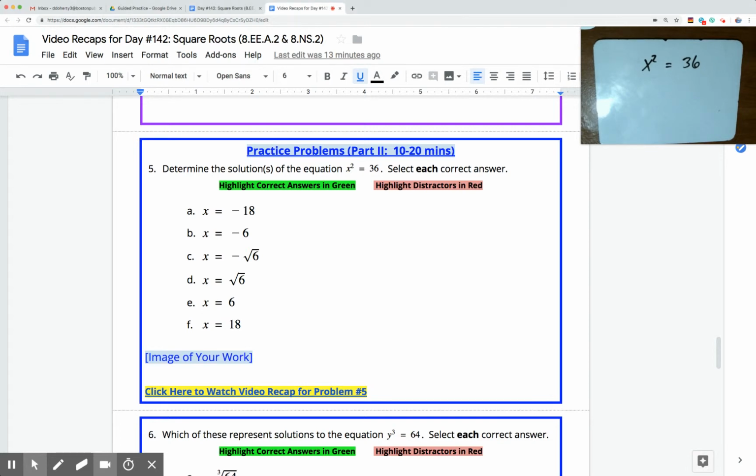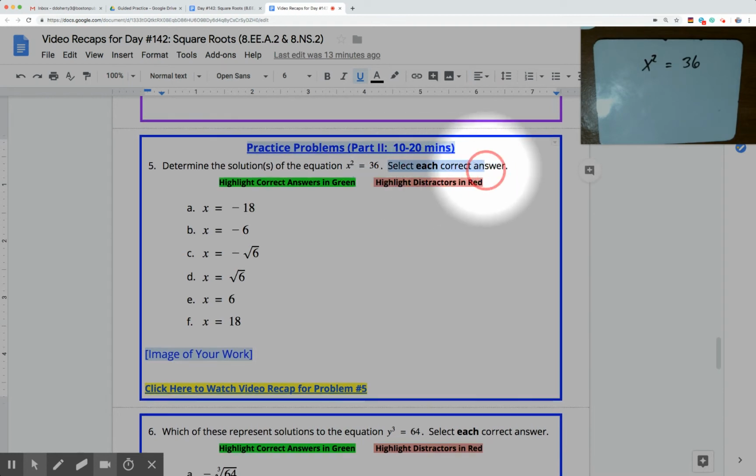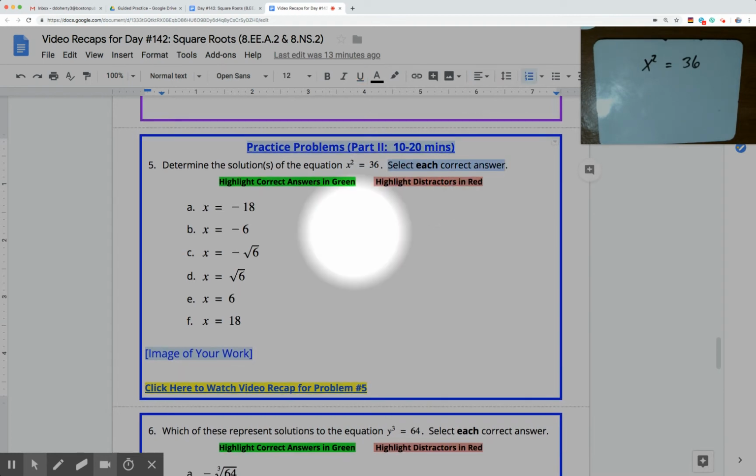Okay. For practice problem number 5, we were asked to determine the solution, or possibly solutions, for the equation x squared equals 36. We're also told this key piece of information: select each correct answer, which is telling me I'm going to have more than one correct answer. Here are some of my answer choices.